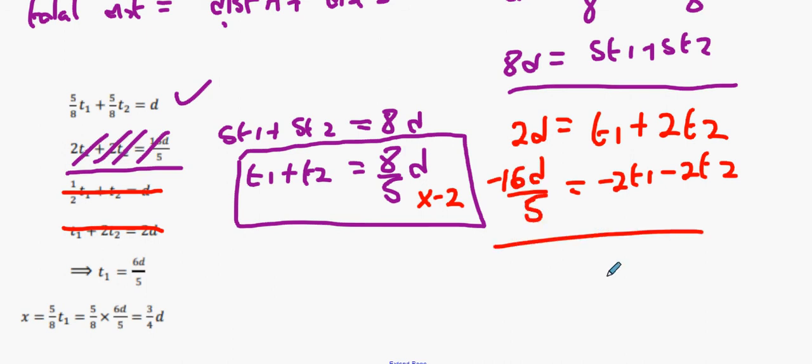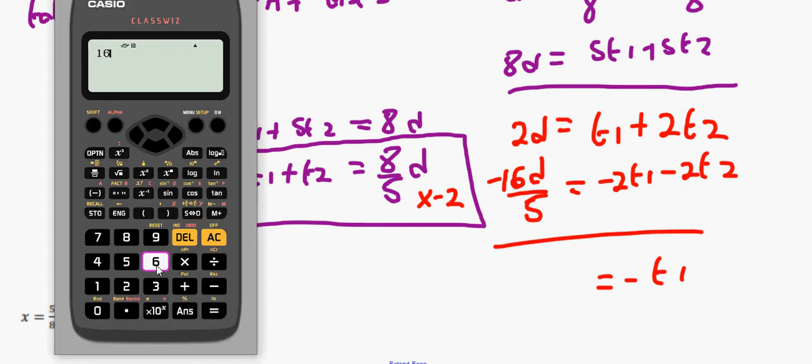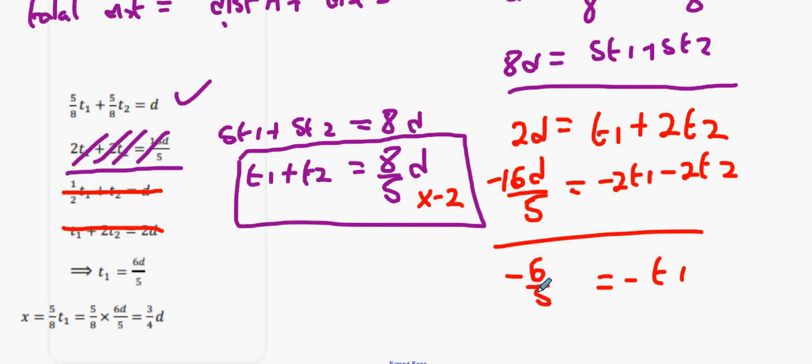I'm going to get minus T1 equals, what's it, 16 over 5 take away 2? 6 over 5. Oh, thank you. Minus 6 over 5d. So T1 therefore must be 6 over 5d.